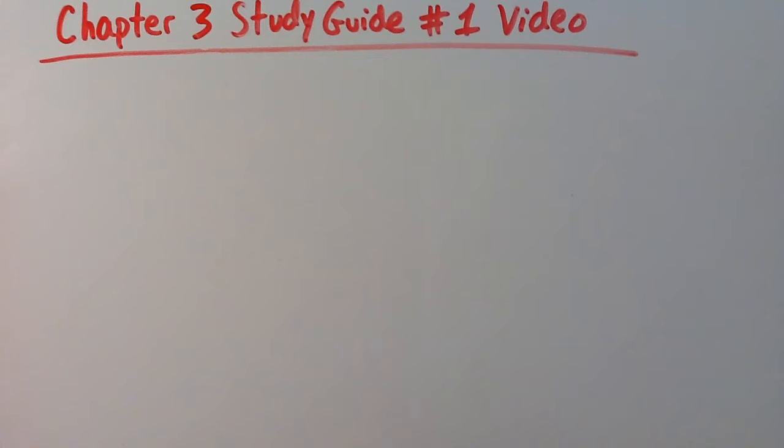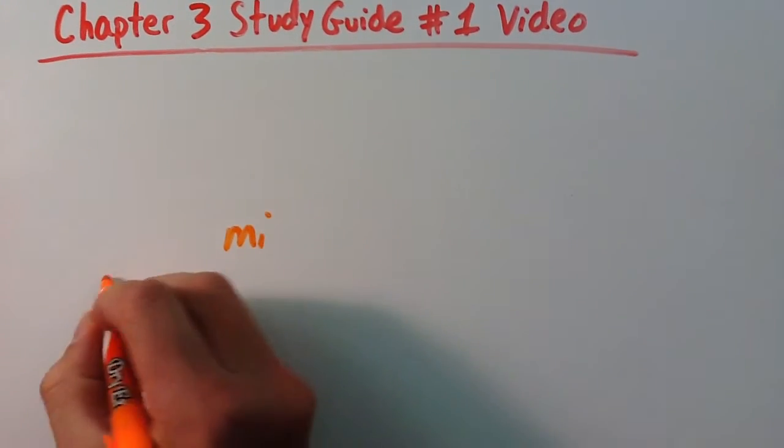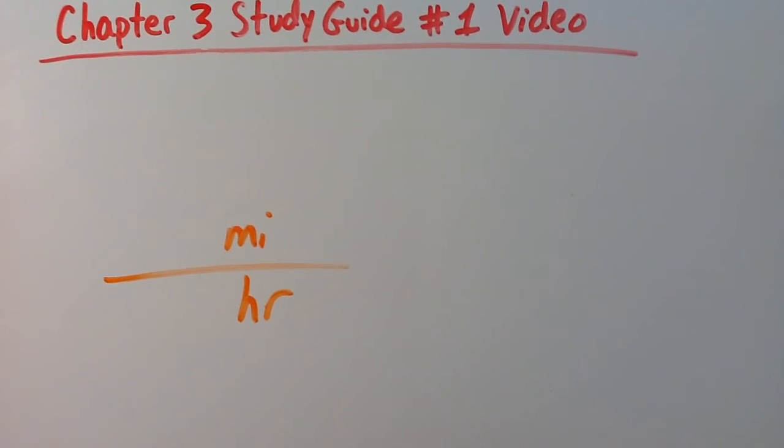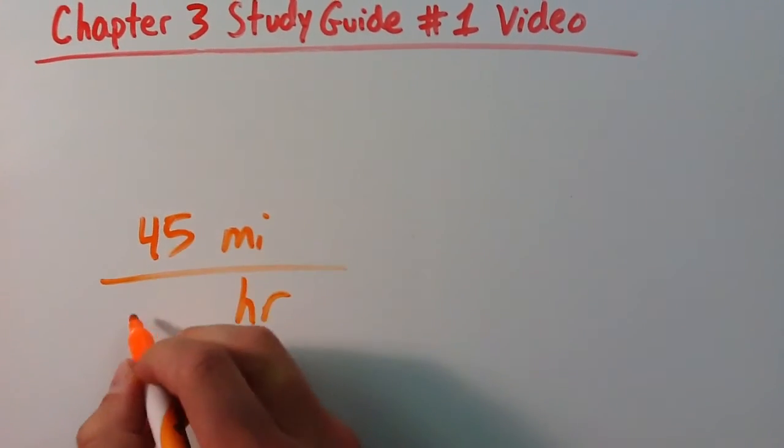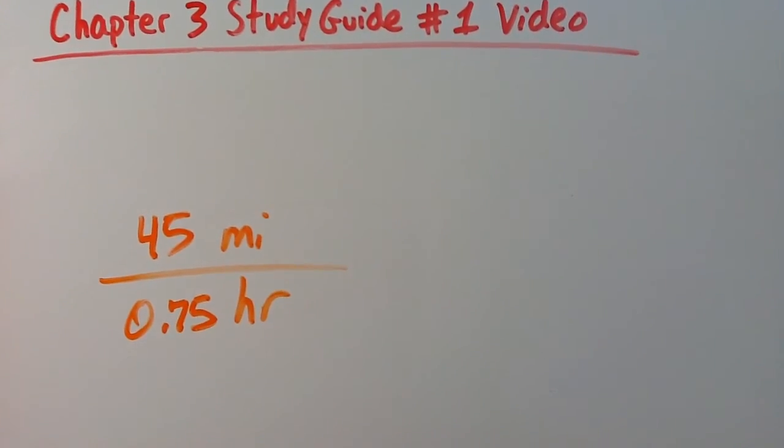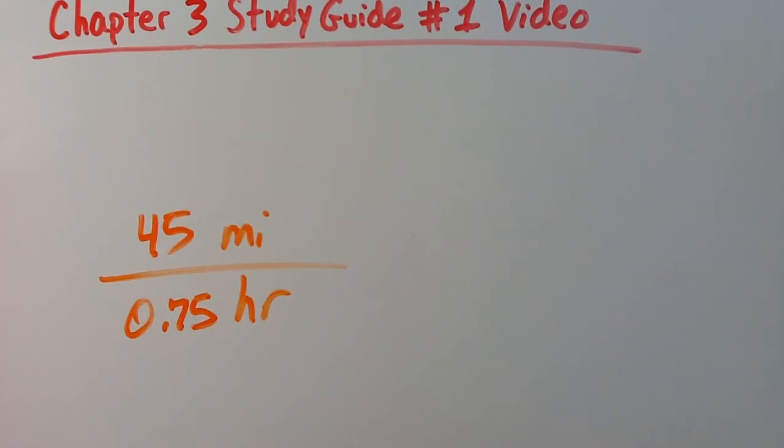Okay, it says Caden drove 45 miles in 0.75 hours. What was the average rate that he drove in miles per hour? Okay, so we want miles per hour. So I'm going to put miles on top and hours on bottom. Well, the problem tells me that he drove 45 miles in 0.75 hours, right? And so because this is a fraction now, I can take the top and divide it by the bottom, and that would give me the average rate, or the miles per 1 hour.